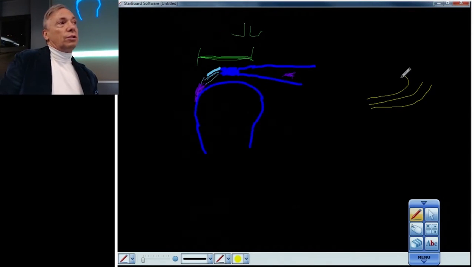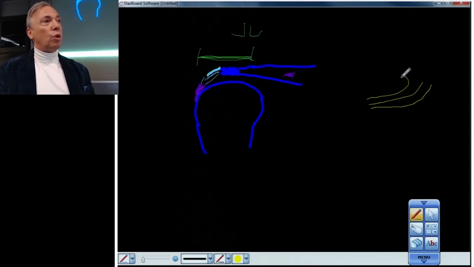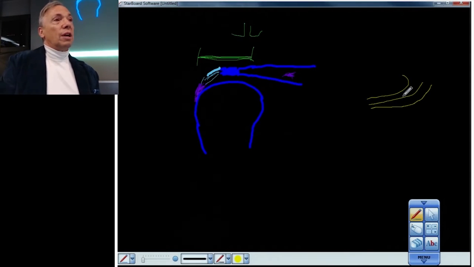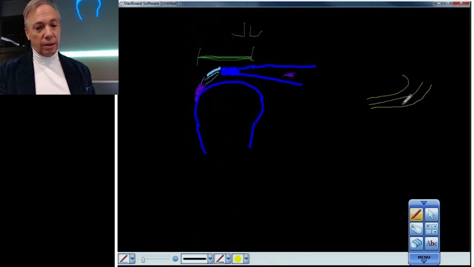That's why we don't want to internally rotate the shoulder. And the more they curve, the more magic angle effect you're going to get, making diagnosis a little bit tougher. So we like to have the hand either neutral or slightly externally rotated.